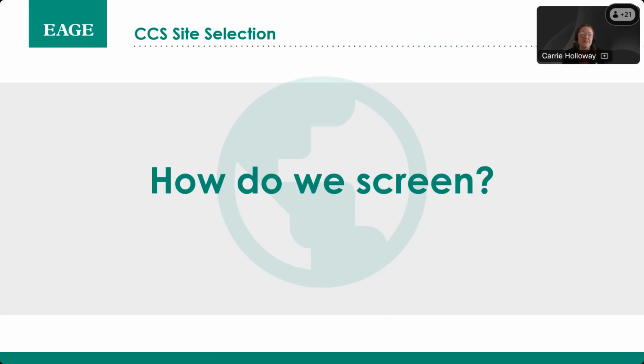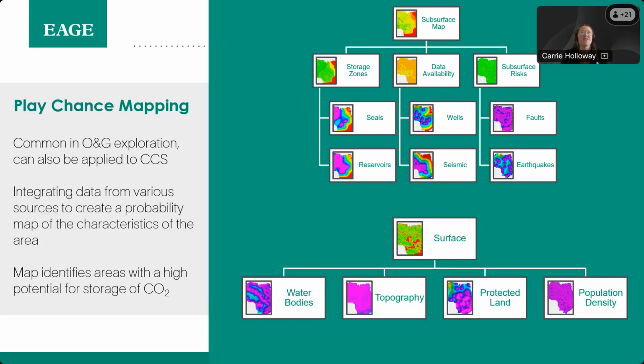So how do we screen? So we screen by a process, or one process we use is play chance mapping. And this was a workflow that's been adapted from oil and gas exploration that we now apply to CCS. So it's integrating a lot of different data and data sources to create a probability map, characterizing the area based on a number of criteria. So this map will identify areas where we have a high potential for storage of CO2. And you can see in the flowchart, we can actually create both subsurface maps and surface maps.